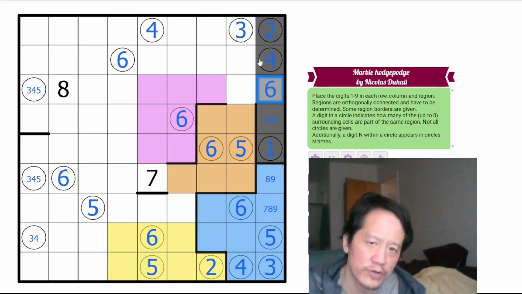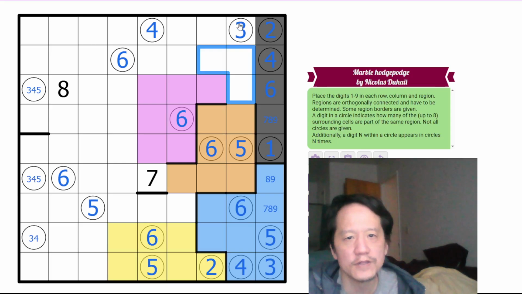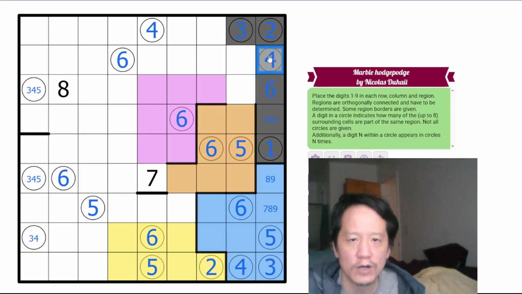Since the 2 is part of it, I guess the 3... Okay, if the 3 is not part of it, this has to go here, and then here. And then this 3 would not see 3. So the 3 has to be part of it also. Well, this sees 2 already, so this has to be part of a separate region. So this is dark. This sees 1, 2, 3, 4, 5, 6, 7. So it has to go here.